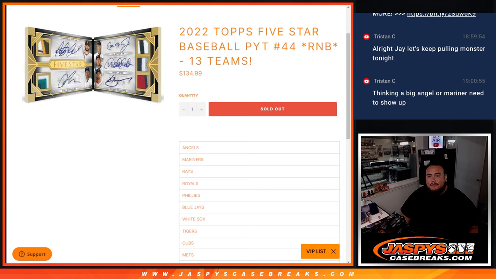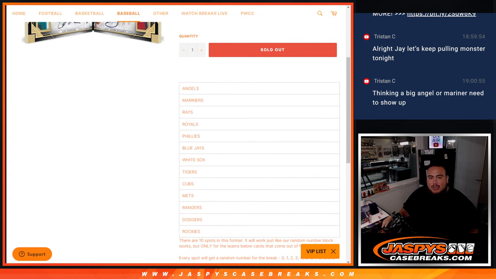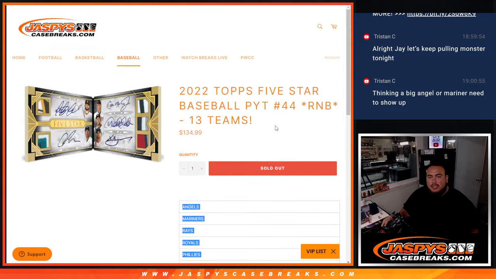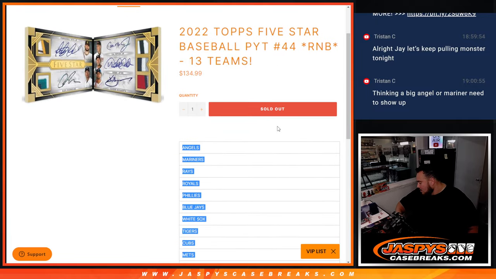2022 Topps Five Star baseball Pikachu number 44 sells over this random number block that features 13 teams, guys. It has the Angels, Mariners, Rays, Royals, Phillies, Blue Jays, White Sox, Tigers, Cubs, Mets, Rangers, Dodgers, and Rockies. Again, you get a piece of all of these teams.